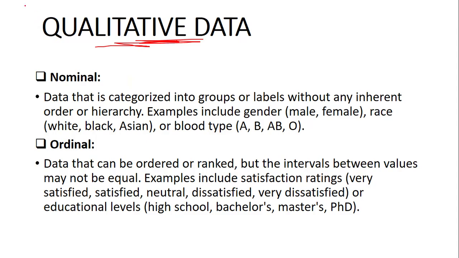So we begin by looking at qualitative data. Qualitative data can be organized in the form of nominal data or ordinal data. Nominal data is simply data that has been categorized into groups or labels without any inherent order or hierarchy. So you've got a group of characteristics, but they don't have any order or hierarchy of some sort.